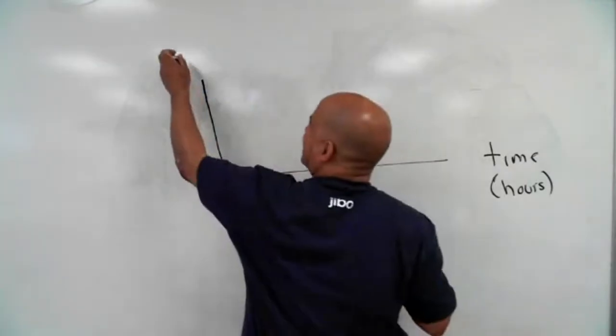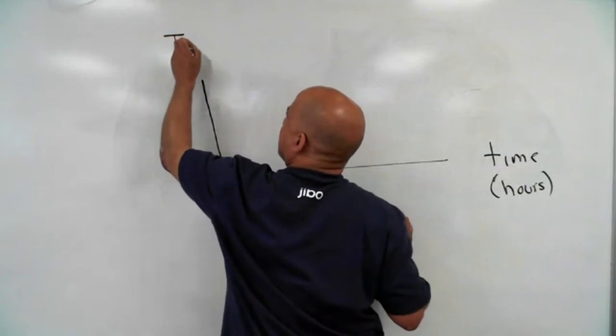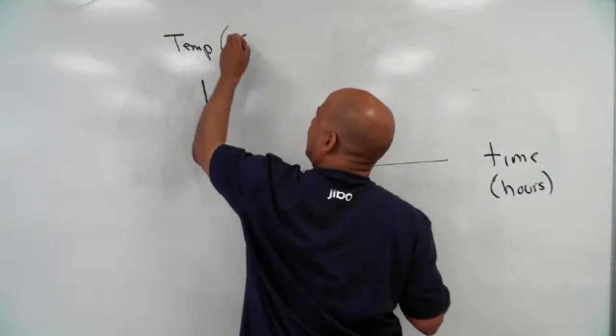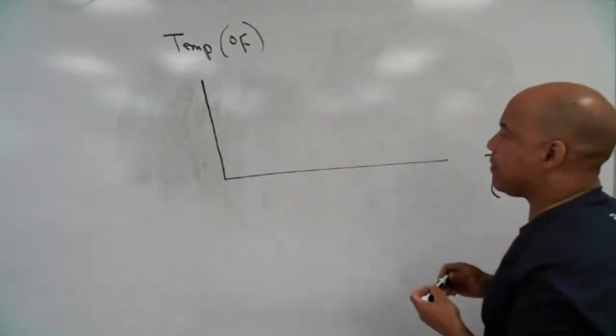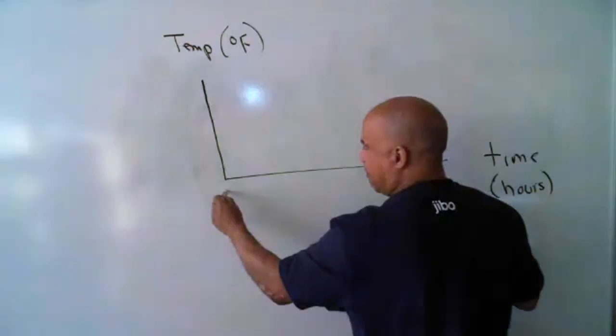And on this axis, I've got the temperature, we'll say in degrees Fahrenheit. It doesn't really matter. And maybe right here, maybe you get up.